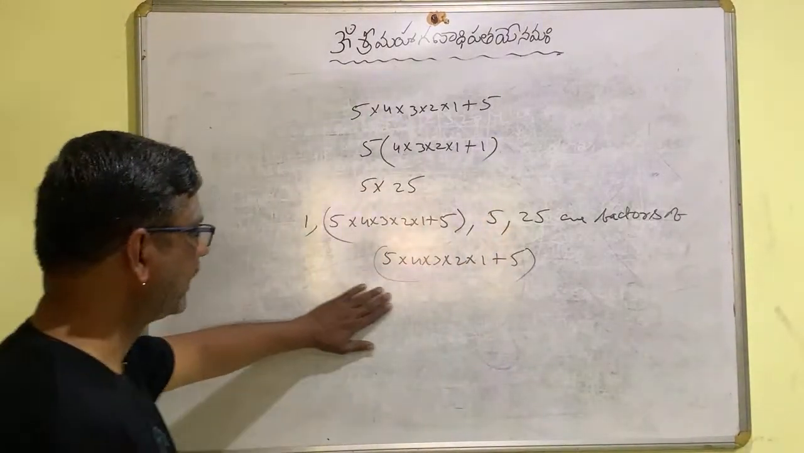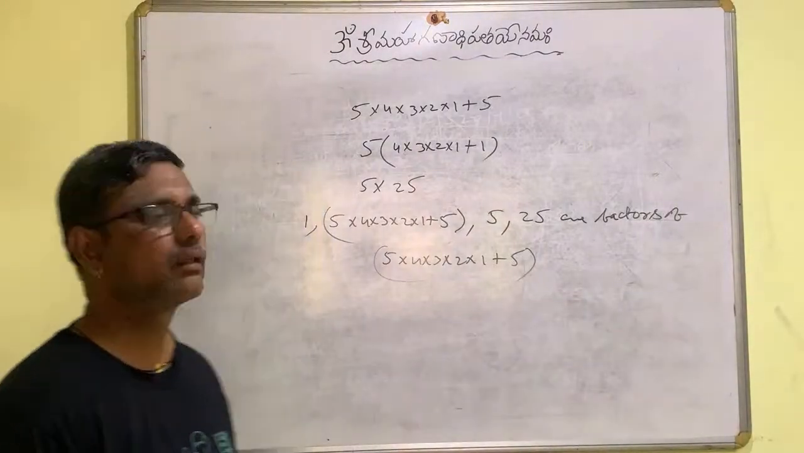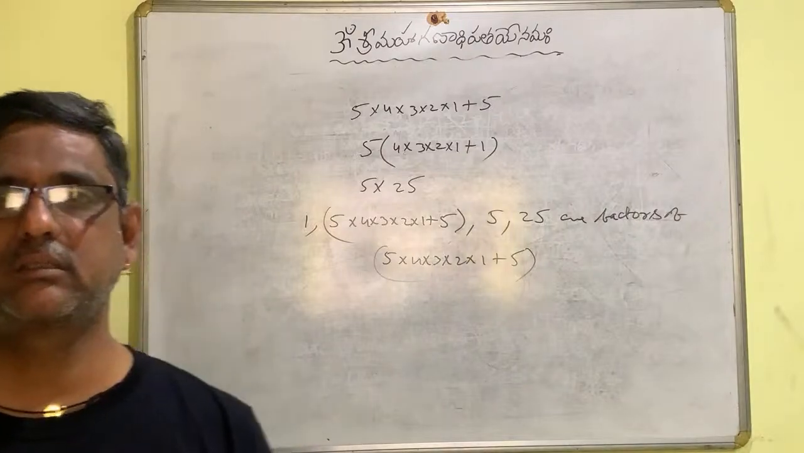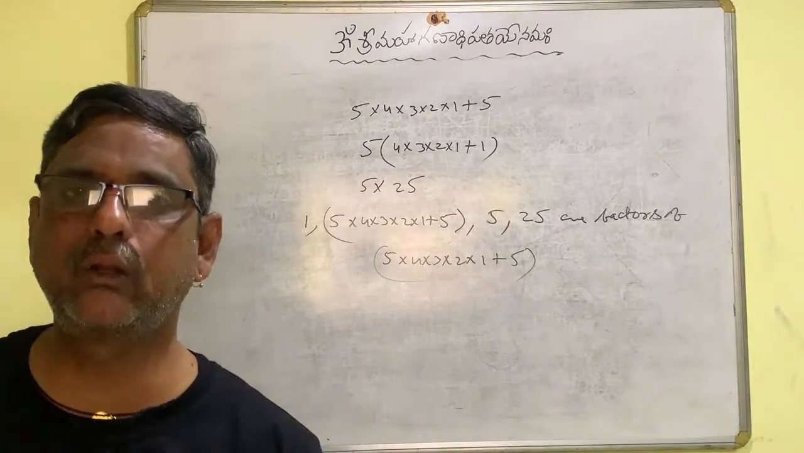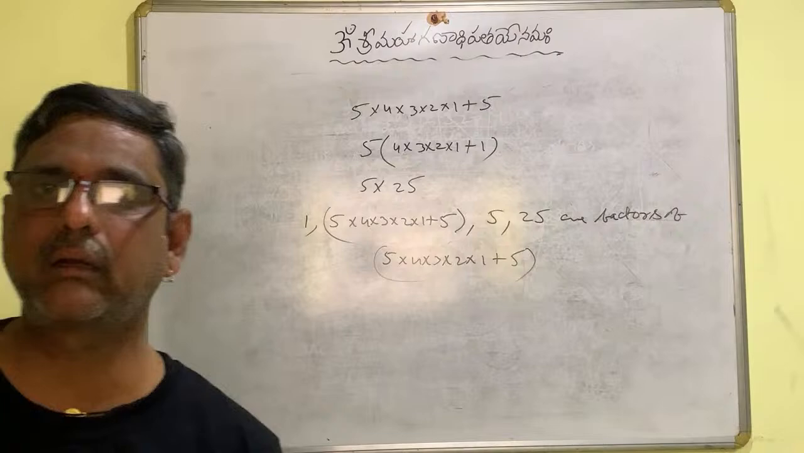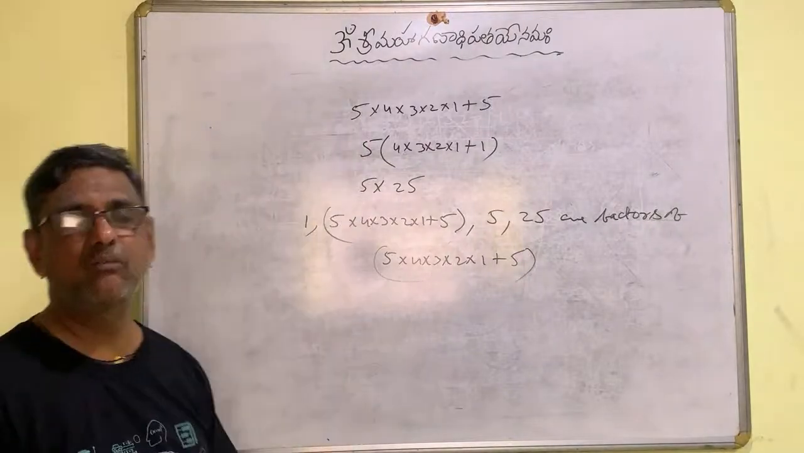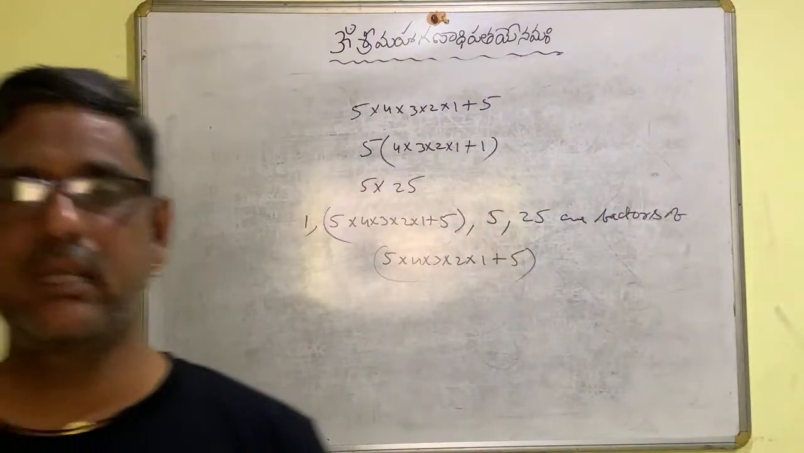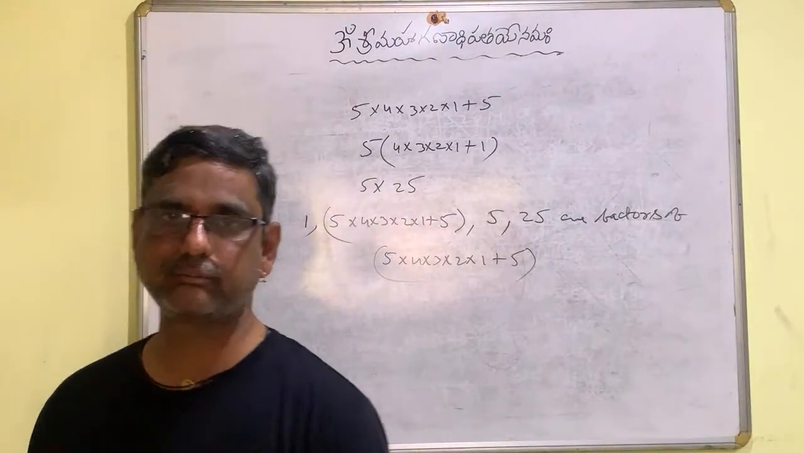The statement should come: the given number is having more than 2 factors. A number which is having more than 2 factors is a composite number. So 5 into 4 into 3 into 2 into 1 plus 5 is a composite number, this should be the conclusion.